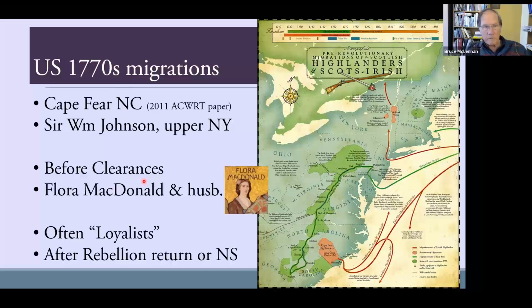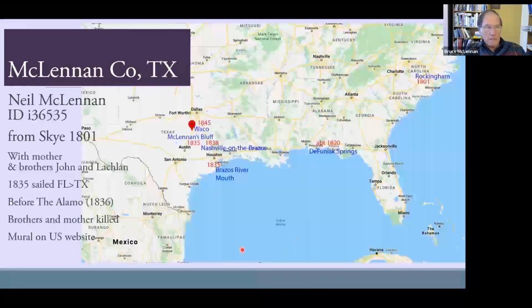maligned clearances. This is long before there were sheep and lairds sending people off. These were people going totally of their own choice because they wanted a better life to go somewhere else. And that's it. After the rebellion in America, many returned or went to Nova Scotia. Let's look at a particular case so we know a little bit more about this.